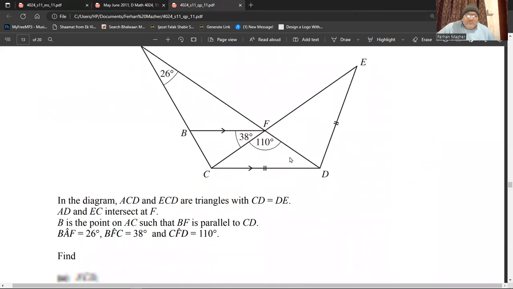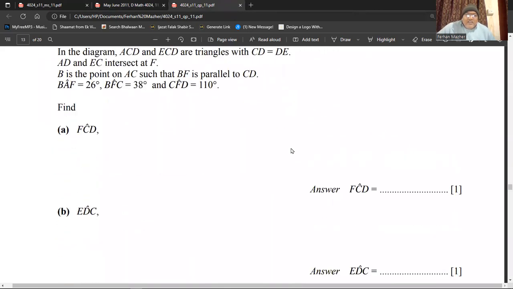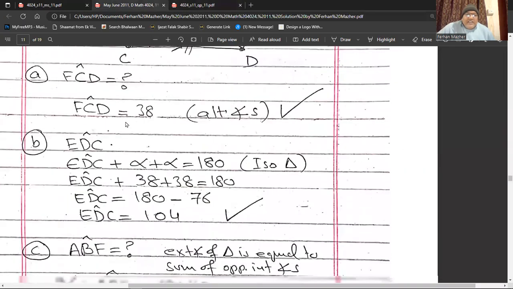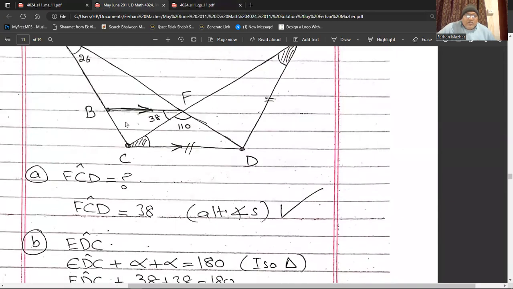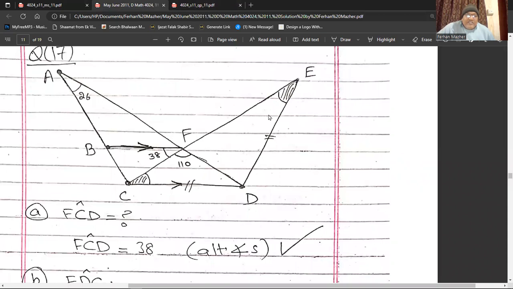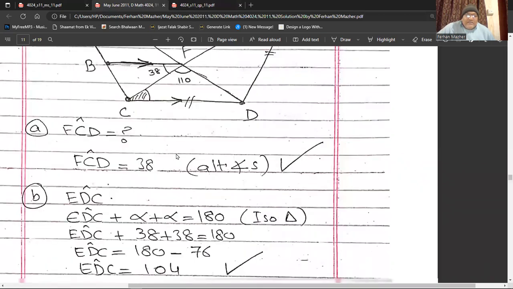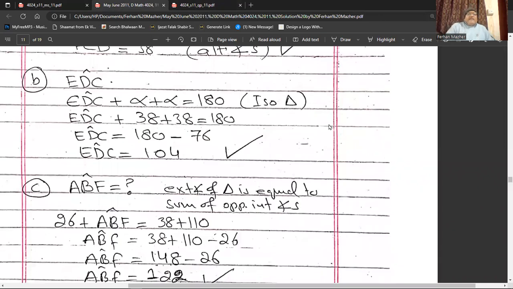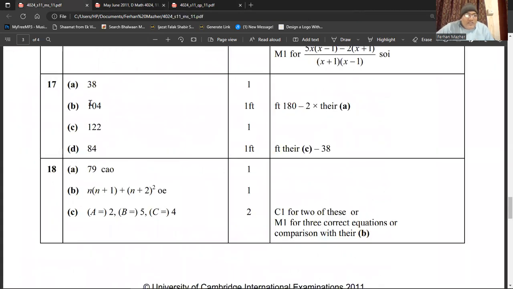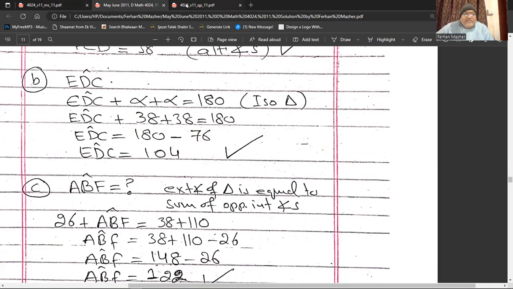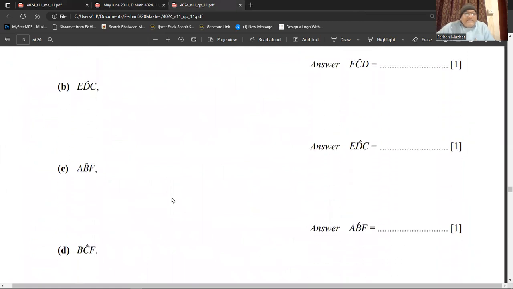So EDC is very easy to find. EDC plus 38 plus 38 will be equal to 180, because you see this angle and this angle will be the same since this side is the same. So they are the base angles. So EDC plus 38 plus 38 equals 180 because this is a triangle. So EDC will be equal to 180 minus 76, and EDC will be 104. 104 is the right answer, sir. Then their question is ABF.